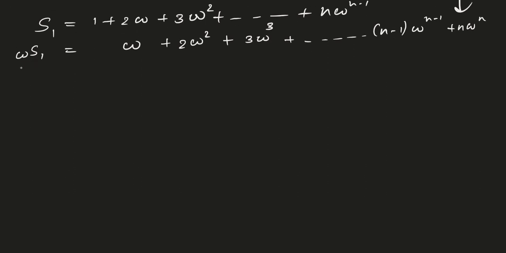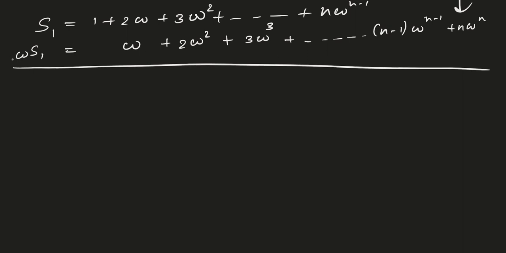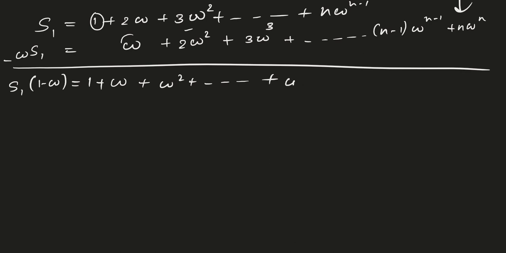Now we'll subtract these two equations. Subtracting, or we'll take common, it will become S times 1 minus omega. This one will remain intact as there is no constant here, 1. We'll subtract omega from 2, it will become omega, from this to this, plus omega square plus so on till omega n minus 1, minus n omega n.